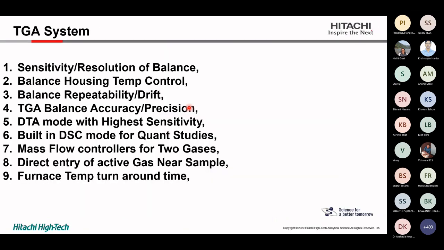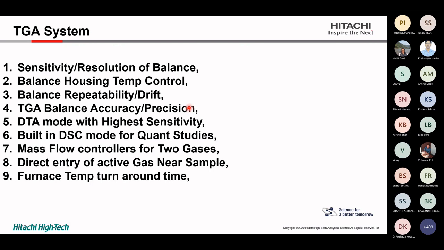So we'll go now to TGA, thermogravimetric analyzer. Again, the parameters you should remember when you are buying a thermogravimetric analyzer are shown over here. What is the sensitivity of my instrument, and whether my balance housing has temperature control or not, because this is very, very important. The type of balance used in any thermogravimetric analyzer has a sensitivity of 0.1 microgram or 0.2 microgram.